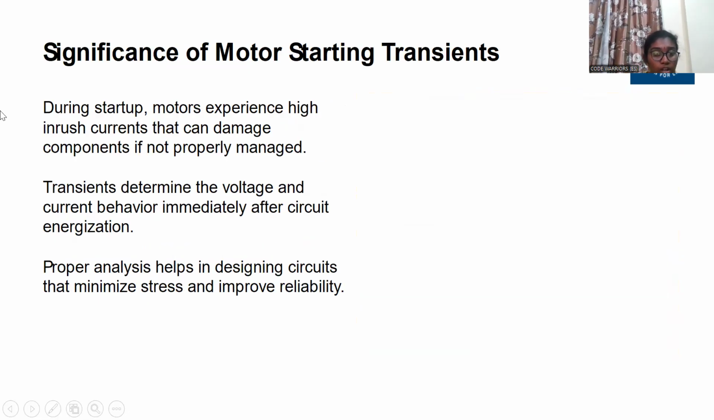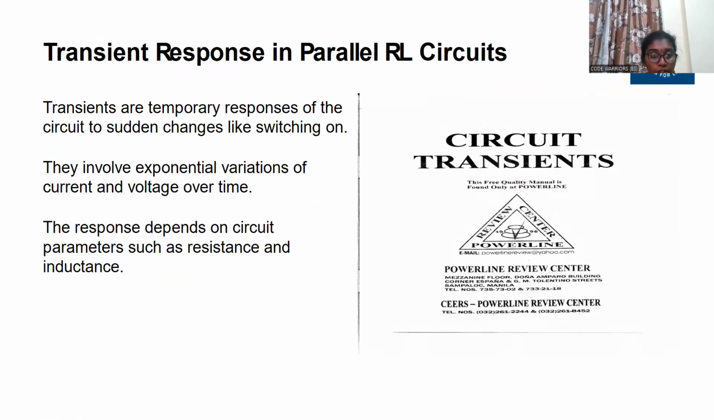Significance of motor starting transients. During startup, motors experience high inrush currents that can damage components if not properly managed. Transients determine the voltage and current behavior immediately after circuit energization. Proper analysis helps in designing circuits that minimize stress and improve reliability.